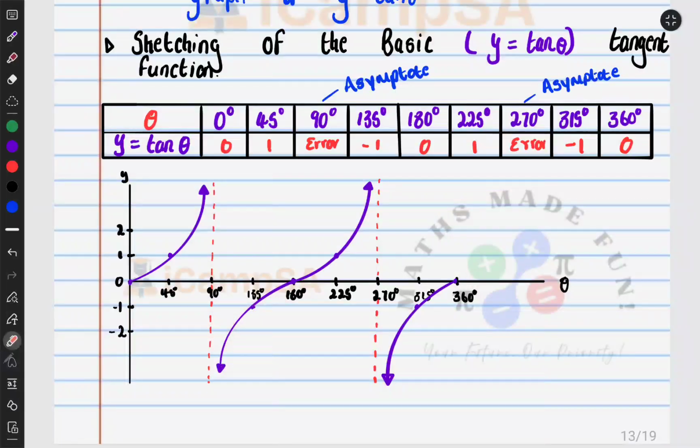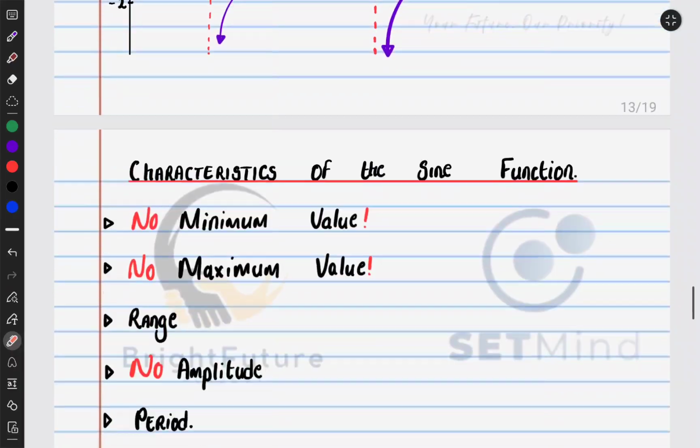If we were to add more degrees here, we will see that this function will continue like this and have an asymptote somewhere there. So it takes from 90 to 270. If you say 270 minus 90, that gives you 180 degrees. So one cycle of a tangent function is completed in 180 degrees. So the period for a tangent function is 180 degrees.